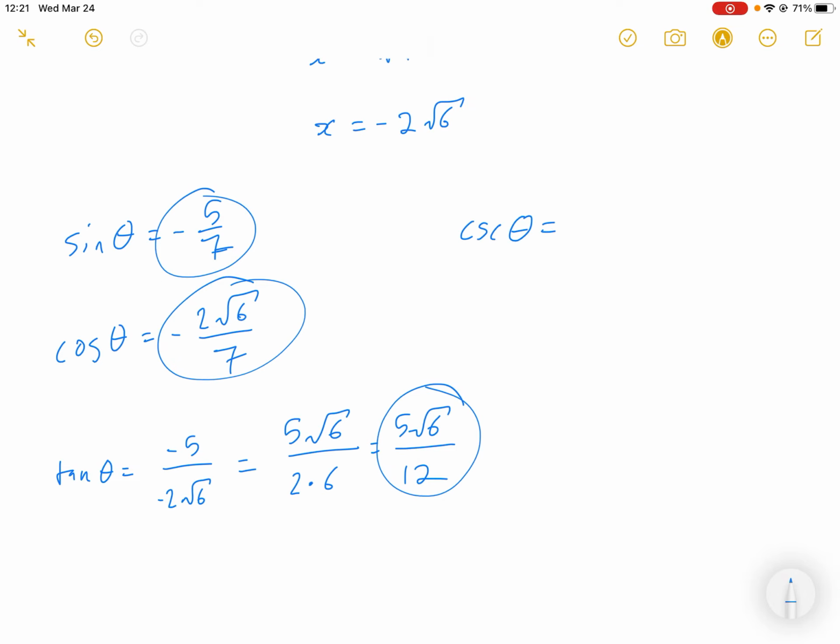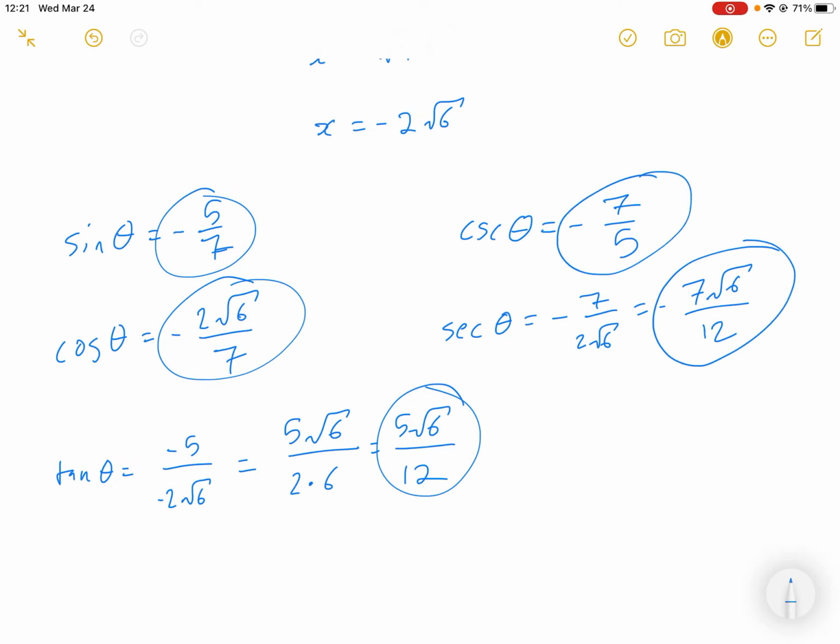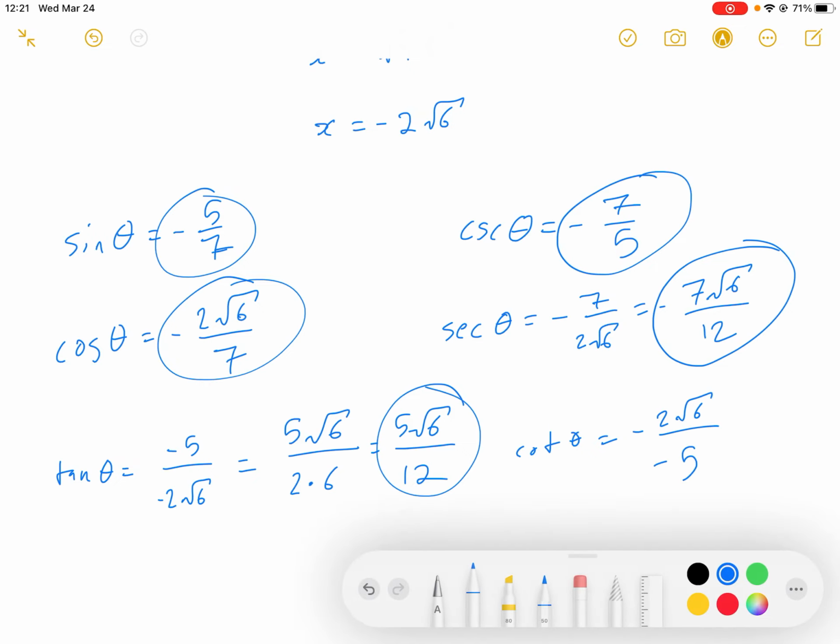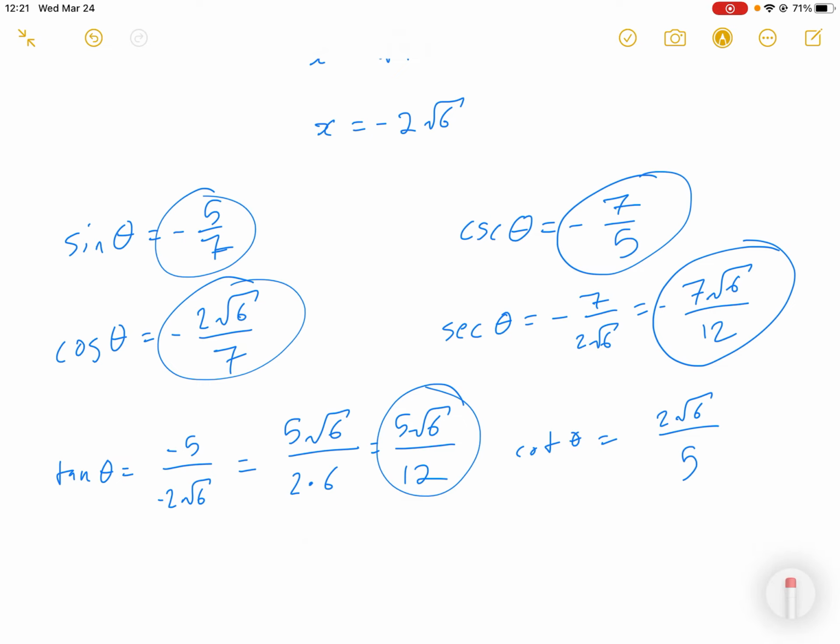Let's go ahead and do the reciprocals now. So I have cosecant of theta. I just have to flip the sign for this one. For secant of theta, I'm flipping cosine. But once again, I need to rationalize the denominator, so this is my answer for secant. And then for cotangent, this is x over y, so I can just go back to what x was and put that over y. Since they're both negative, I'll just get rid of those negatives. And that's the answer. We are now totally done with this problem.